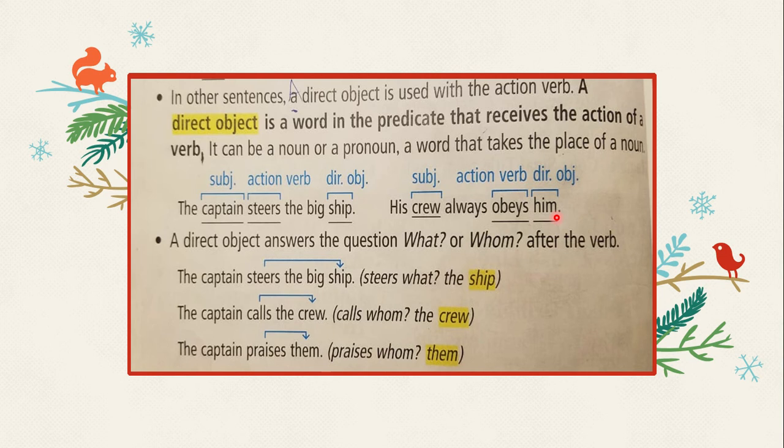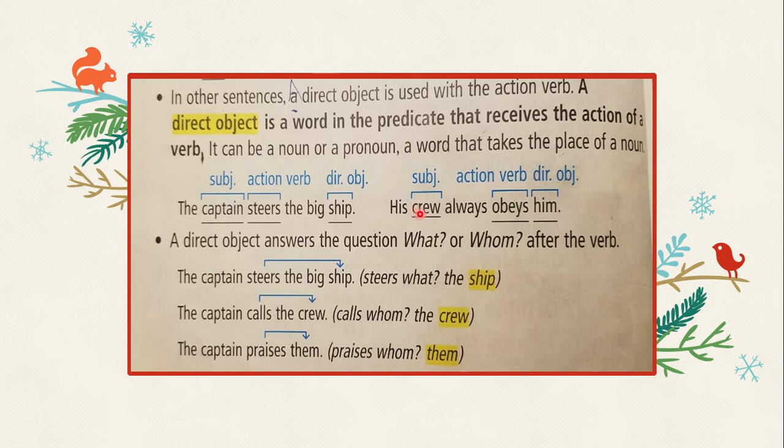Let me explain this in Spanish. Okay? Vamos al primer enunciado. Dice, el capitán dirige el gran barco. Nosotros sabemos que la palabra capitán es el sujeto. La acción steers, dirige. ¿Y a quién dirige? Pues al barco, ship. En el siguiente enunciado tenemos, dice, su tripulación siempre lo obedece a él.